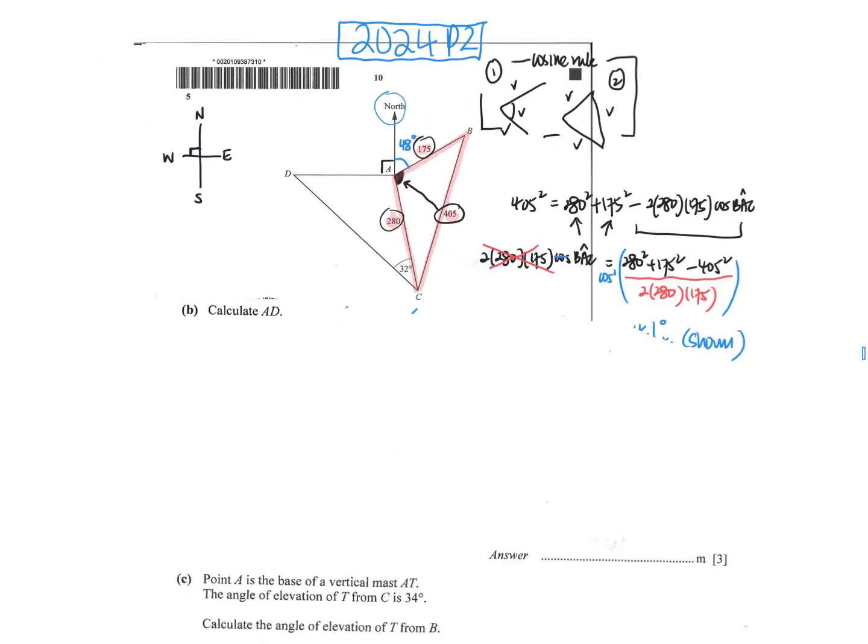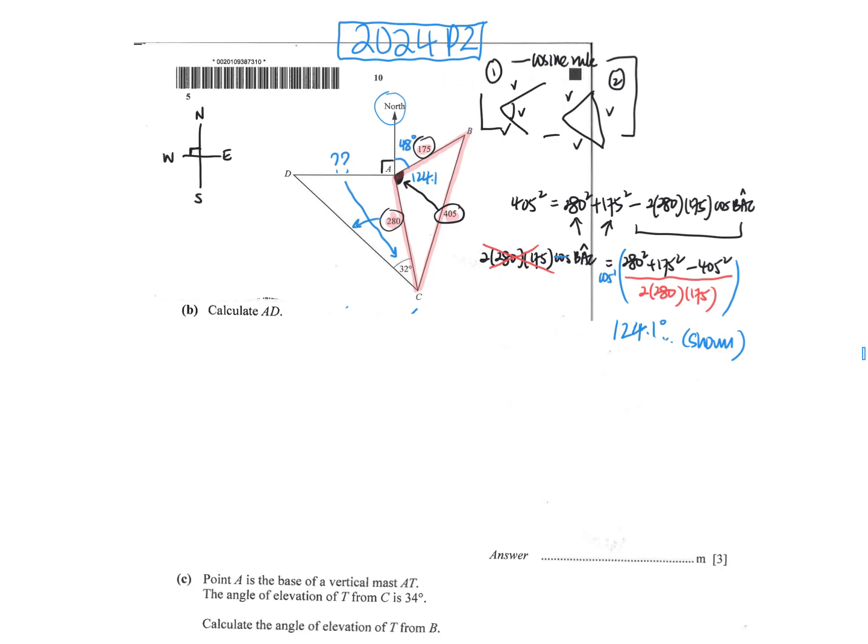Okay, the question asks us to find AD, this one. So what you can do is write in everything that you have found. Then the question says, can you find AD? It seems we might need to use the sine rule, can we? We can't, we don't have enough info.